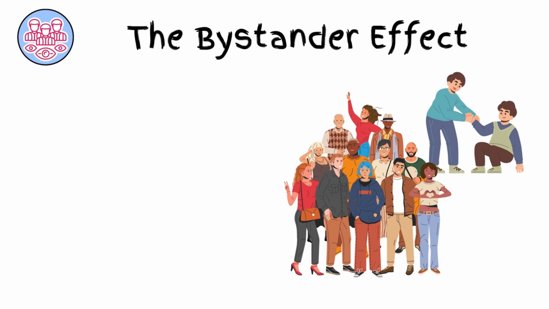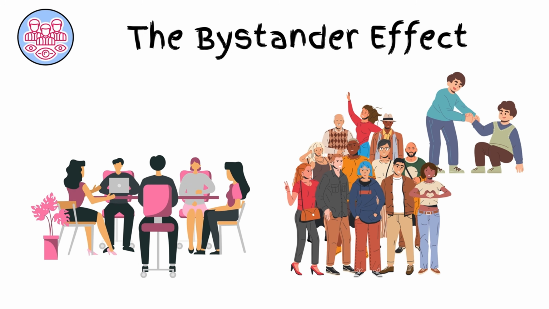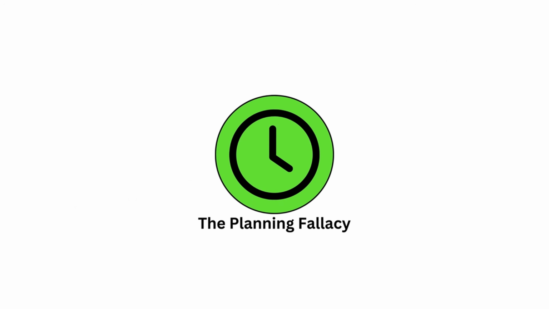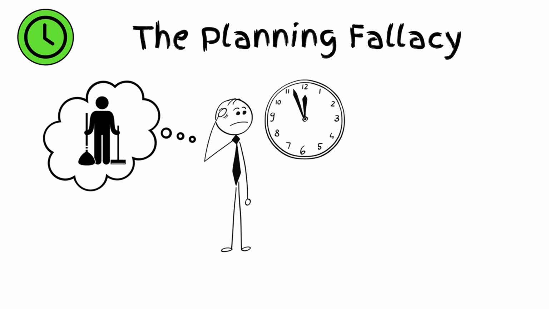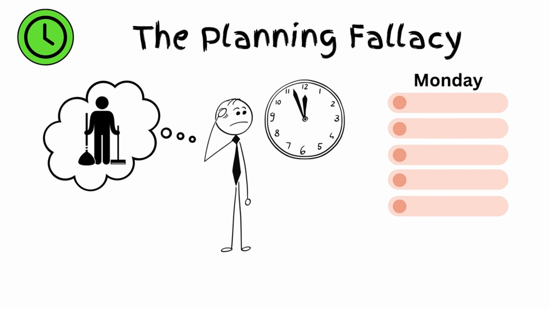For example, not voicing your thoughts in a meeting because you assume someone else will. The planning fallacy. The planning fallacy is the tendency to underestimate how long tasks will take. For example, thinking you can clean your entire house in 1 hour. To avoid this, always allow extra time, helping you plan your day more efficiently and reduce stress.